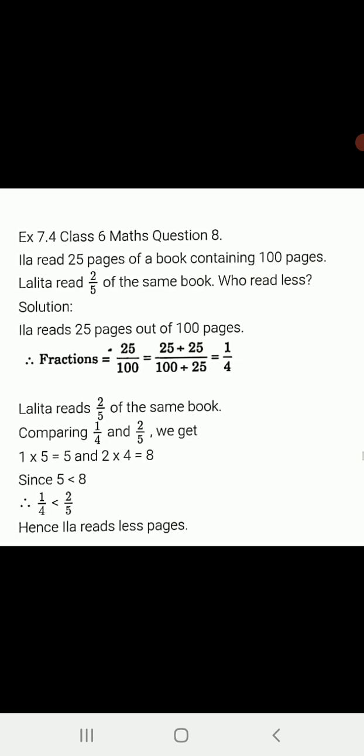We should compare them. So how do we compare? Using the cross multiplication method. So 1 5s are 5, 2 4s are 8. Now on comparing 5 and 8, which is greater? 8 is greater. 5 is less than 8. So how does the fraction come? 1 by 4 is less than 2 by 5. So who reads less? Ila reads less number of pages.